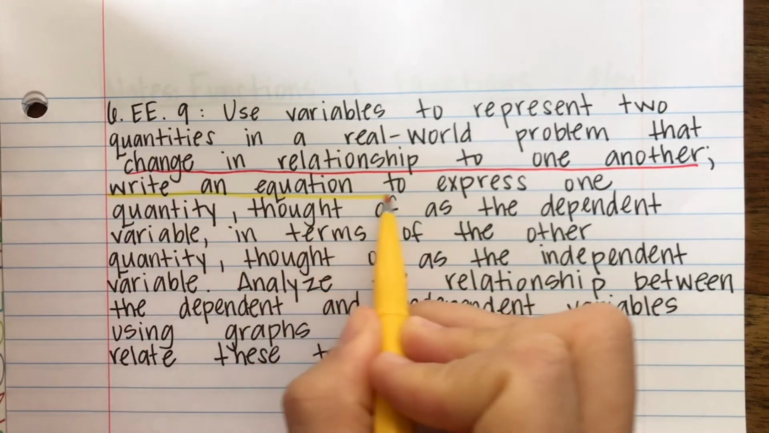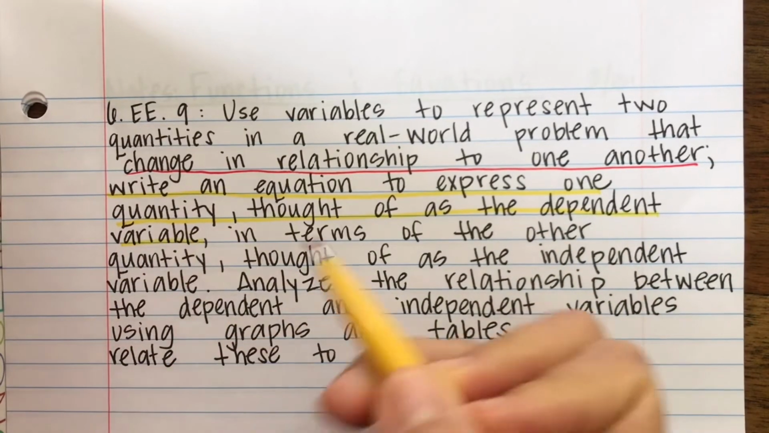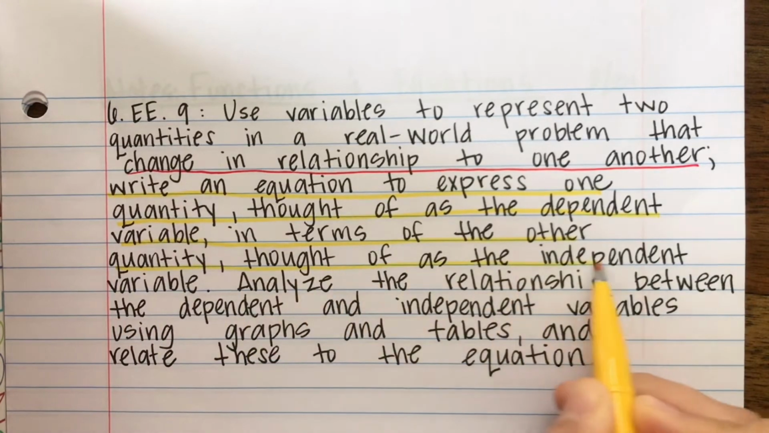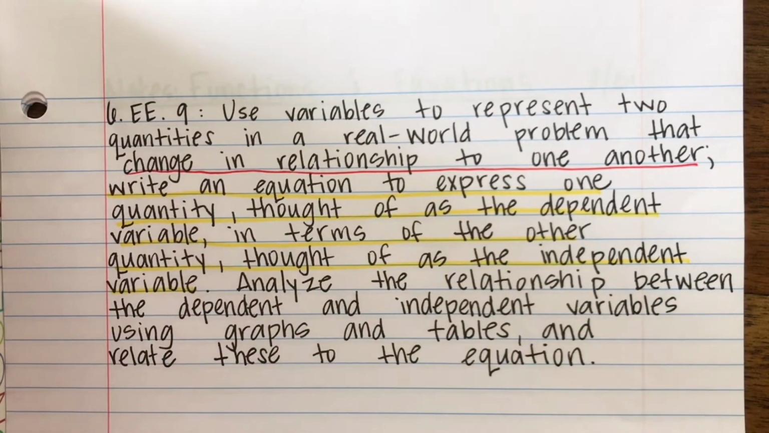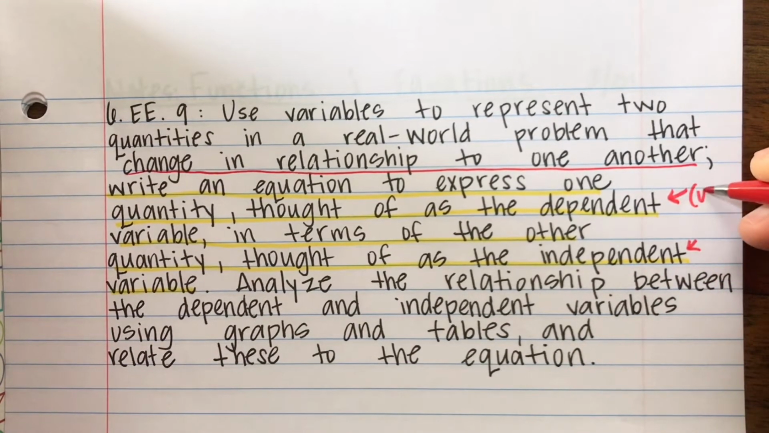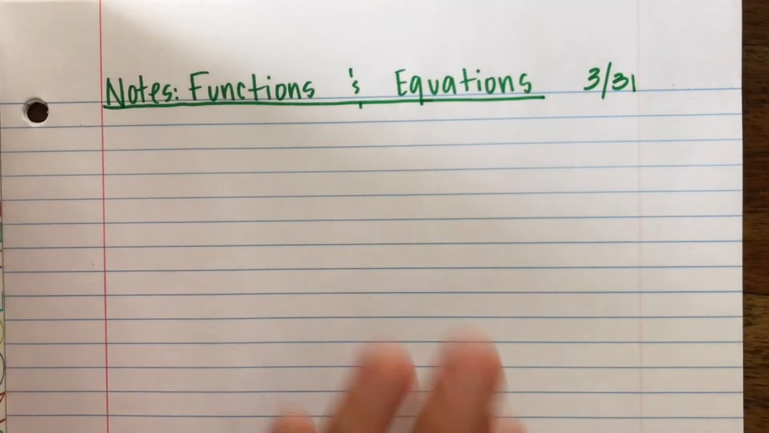Write an equation to express one quantity, thought of as the dependent variable, which we know is the y, in terms of the other quantity, thought of as the independent variable. So basically we're writing equations today, looking at the relationship between dependent and independent. Remember, dependent is the y variable, that's our output. And the independent is the x, which is the input. So we're going to look at the relationship between the two and write an equation about it. So we're looking at functions and equations.